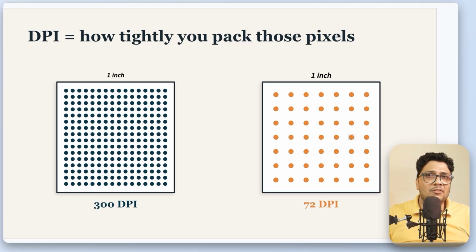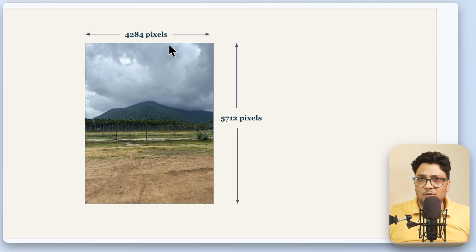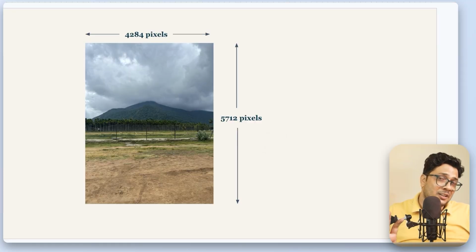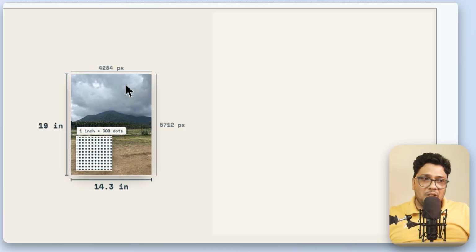DPI is only valid when you print your art. For the digital space, what we have is only pixels, and that is fixed. Our image had 4284 pixels on the width and 5712 pixels on the longer side. No DPI. DPI is required when we print the file. Now what happens when we print it at 300 DPI? We want to cram 300 pixels, 300 dots per inch, within 1 inch. So the image will be printed 19 inches long and 14 inches wide. So 14 inches is like 1 foot and 19 inches is like 1.5 feet.